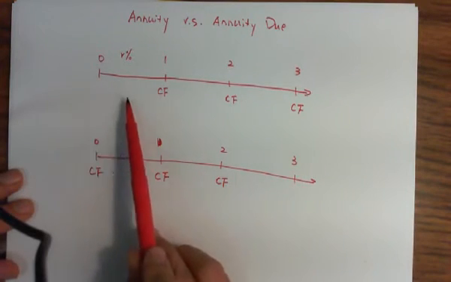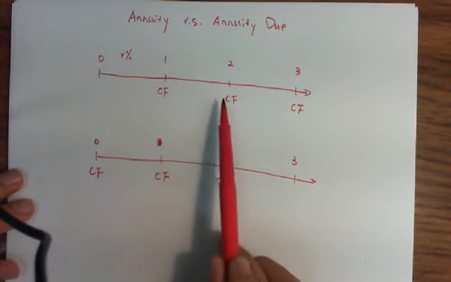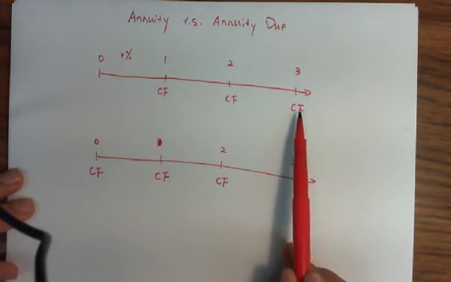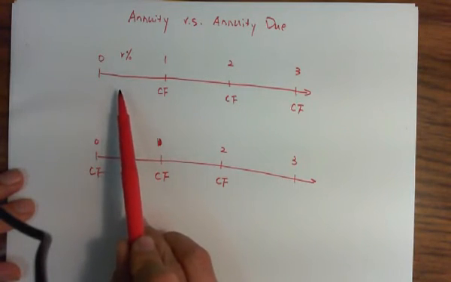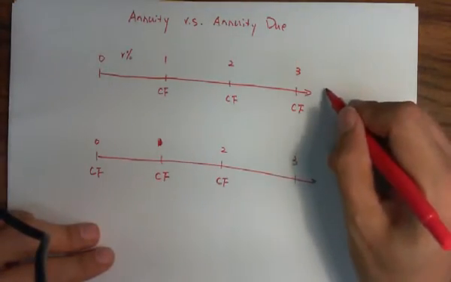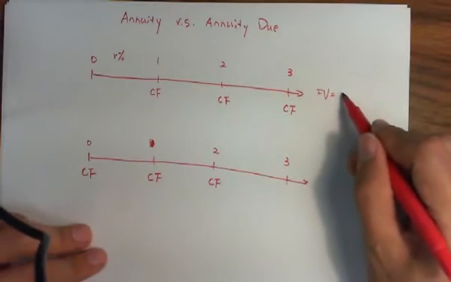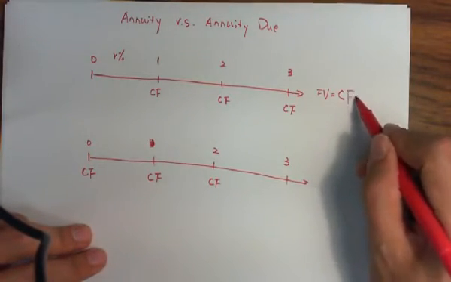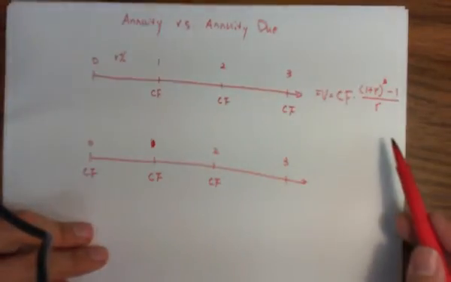We learned how to work with this type of annuity, the ordinary annuity. For an ordinary annuity, we can use the formula. For example, if we want to compute the future value, CF is the payment, so I'm going to use CF here, and R is the rate, with 3 minus 1 in the exponent. So this is the future value.